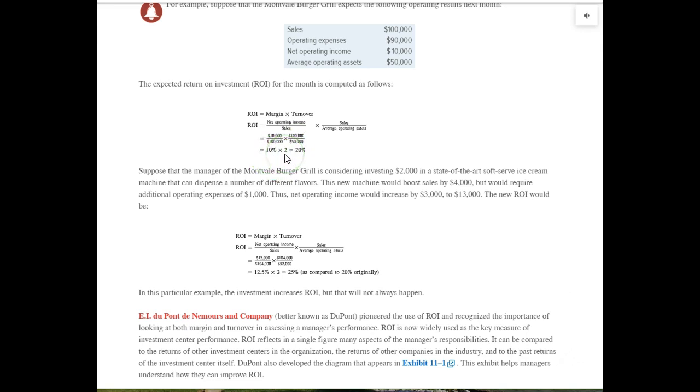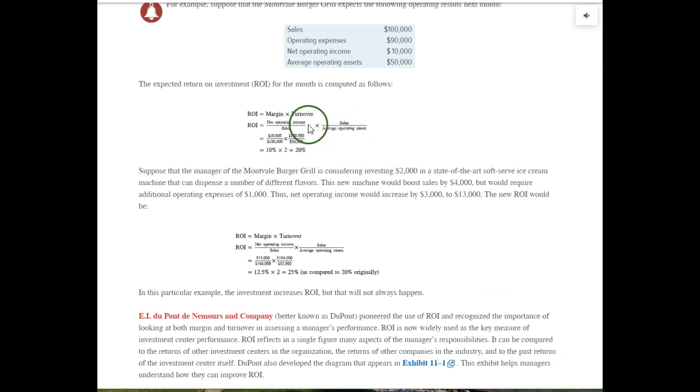We have a turnover amount of 2. So if you take 10% times 2, that's 20%. And so return on investment is 20%. Now you can see quickly that the shortcut, of course, is to divide net operating income by average operating assets.